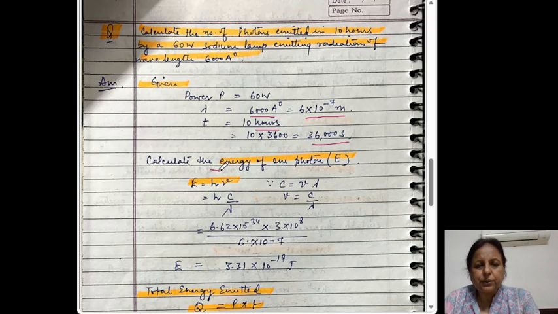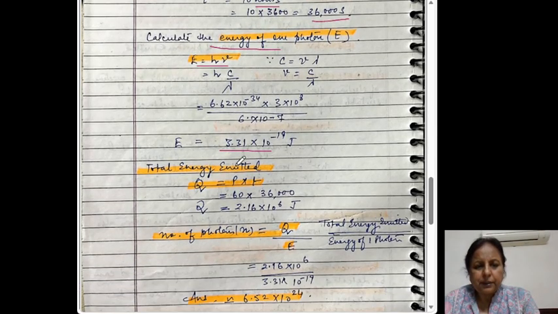Now calculate the energy of one photon. Energy of one photon आपने अभी देखा is equal to h nu, h c upon lambda, because हमें lambda दिया हुआ है, तो यहाँ से आप E कैलकुलेट कर लेंगे. राइट, C की वैल्यू आपको मालूम है 3 × 10⁸. नाउ टोटल एनर्जी एमिटेड क्या है, फॉर्मूला Q इज इक्वल टू P इंटू T. P is given, T is also given. From here we calculate Q, total energy.